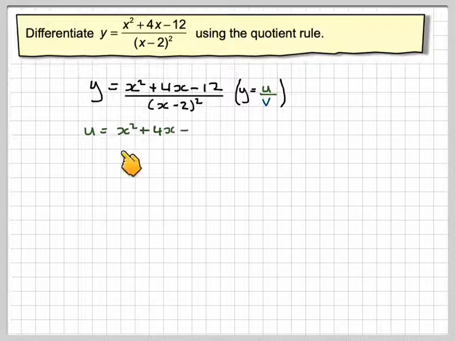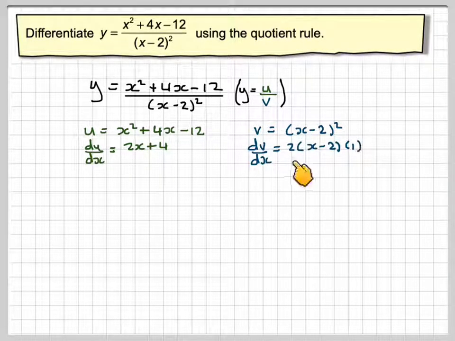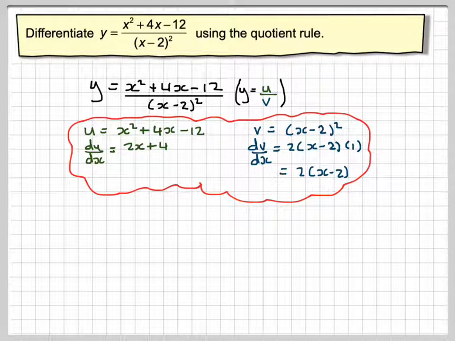So if we let u be equal to x squared plus 4x minus 12, du by dx is going to be 2x plus 4. And if we let v be (x minus 2) all squared, if we differentiate this, dv by dx using the chain rule, we're going to bring down that 2, write down the bracket x minus 2, and differentiate the bracket. It's a good idea to still differentiate the bracket even though it's 1, because that's what you're actually supposed to do in the chain rule, and sometimes you might forget to do that. So that just gives me 2x minus 2.